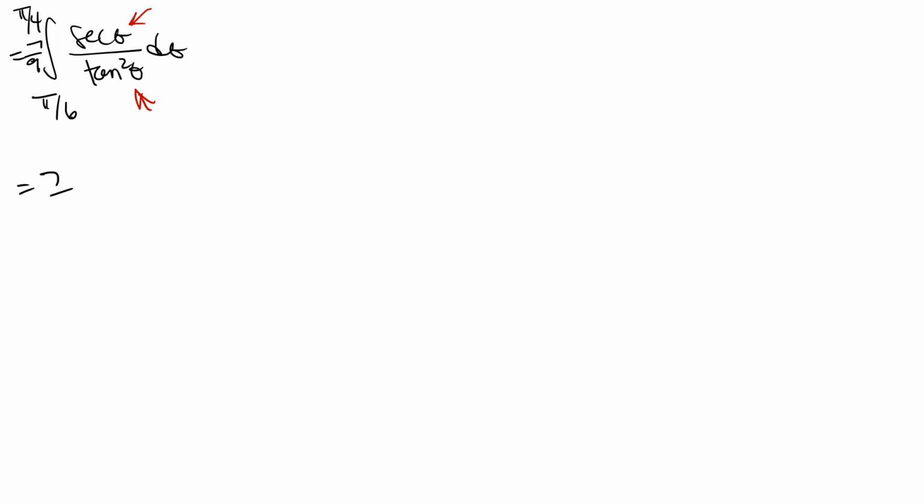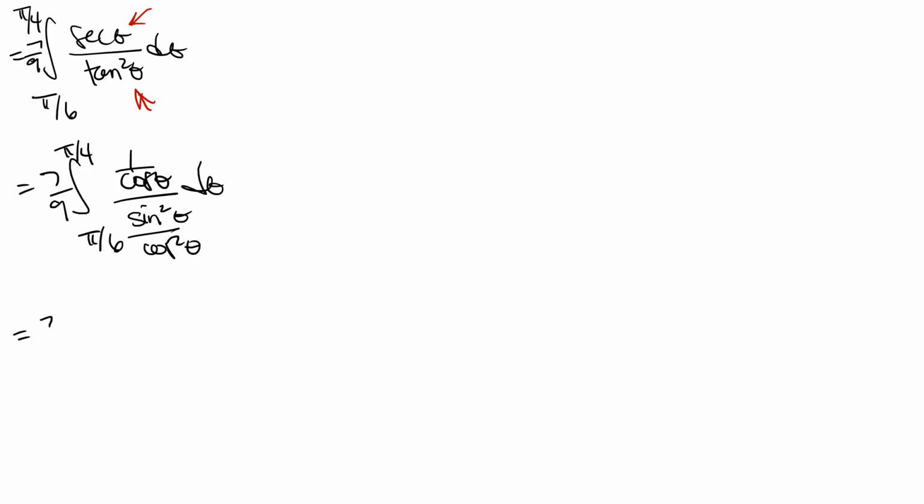So we have our 7 over 9 out in the front. We got our bounds. And now the reciprocal identity for secant, we know that's just 1 over cosine. And then we can rewrite tangent as sine over cosine. But since it's tangent squared, we got to remember to put a square on both the sine and the cosine. All right, so now if we simplify, we got a fraction over fraction.